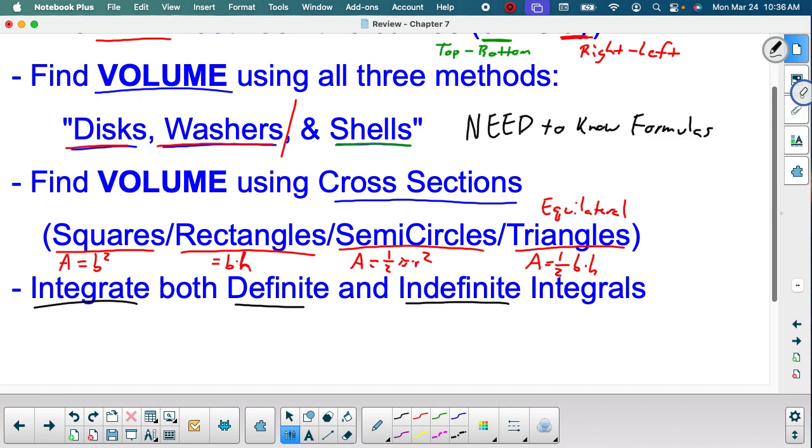So some of the test is not going to be high intensity work math-wise, but as you know, it's all about when do I use what, and how do I set it up, and why do I use this, and what's the radius, or what's the height. And those are things that you need to now get more reps in.